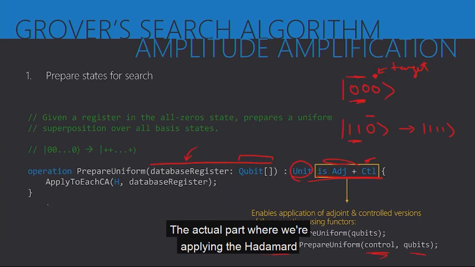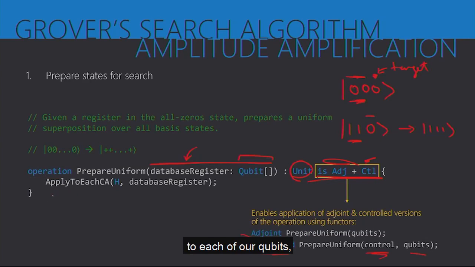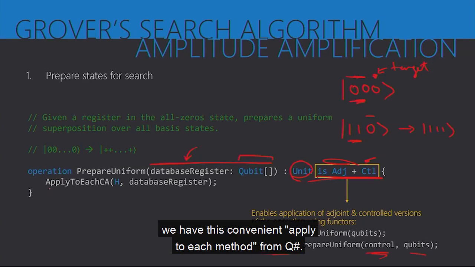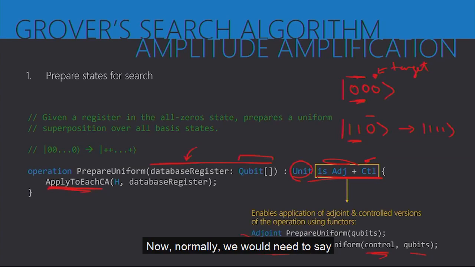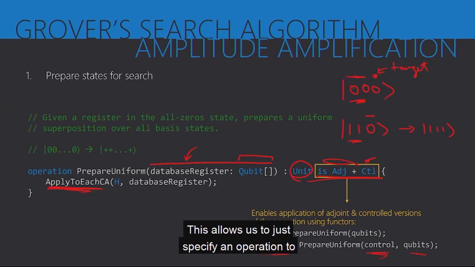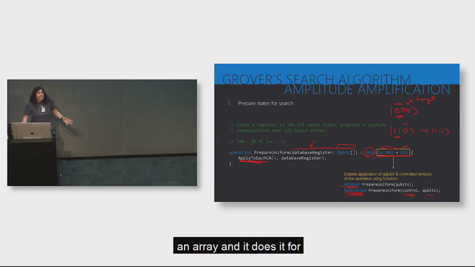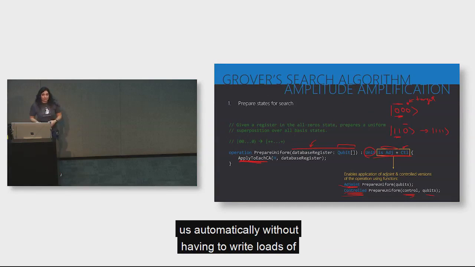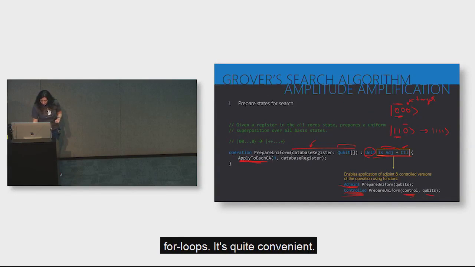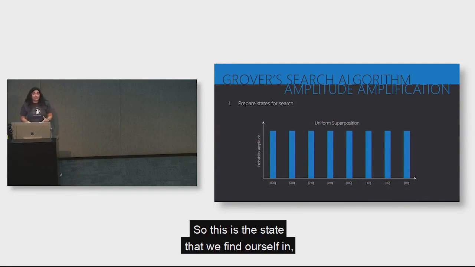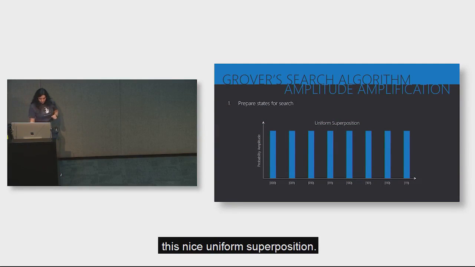The actual part where we're applying the Hadamard to each of our qubits, we have this convenient ApplyToEach method from Q#. Now, normally we would need to say Hadamard qubit 1, qubit 2, etc. This allows us to just specify an operation to apply and the selection of qubits to apply to in an array, and it does it for us automatically without having to write loads of for loops, which is quite convenient. So this is the state that we find ourselves in, this nice uniform superposition.